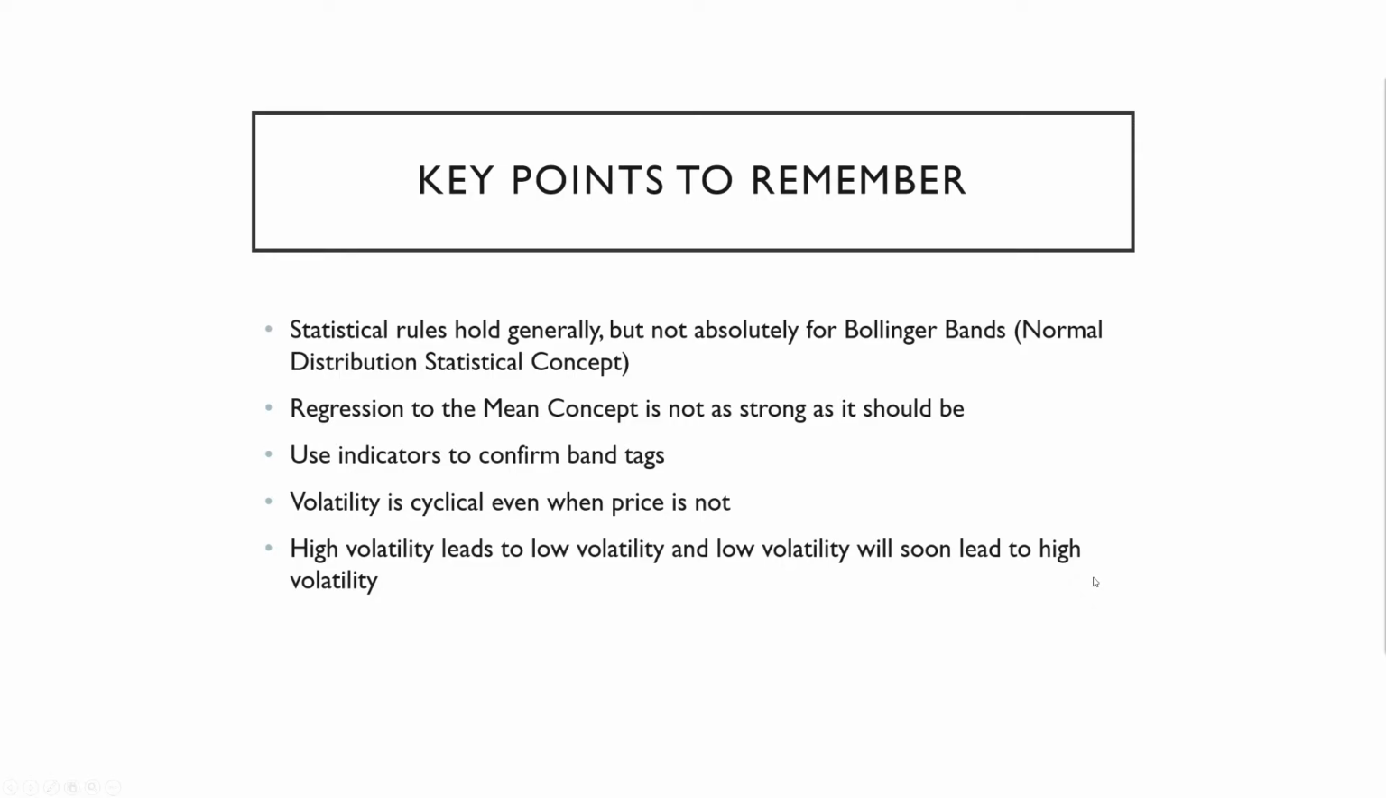Now, some key points I want you to take from all of that, okay? Key points to remember. Statistical rules hold generally, but not absolutely for Bollinger Bands, i.e. the normal distribution statistical concept. Regression to the mean is not as strong as it should be. Use indicators to confirm band tags, and volatility is cyclical even when price is not. High volatility will soon lead to low volatility, and low volatility will soon lead to high volatility because volatility is cyclical, like we just said. All right, let's move on.